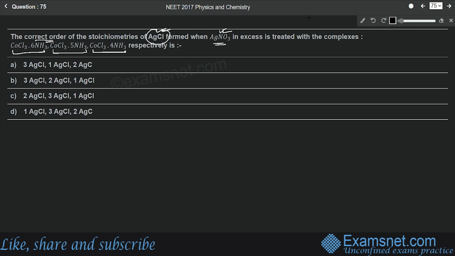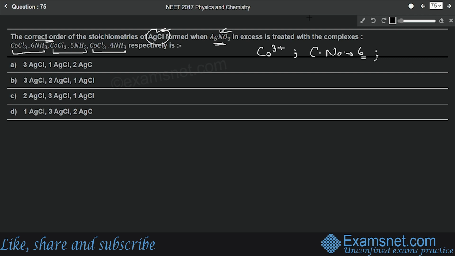Before starting that, we can see that all the complexes mentioned here contain 3 chlorine, 3 chloride ions. So the oxidation state of cobalt will be +3, because ammonia is a neutral ligand. Now, what is the coordination number of cobalt? The coordination number of cobalt is 6. That means 6 atoms or ions can immediately surround cobalt. So what kind of geometry will be there?